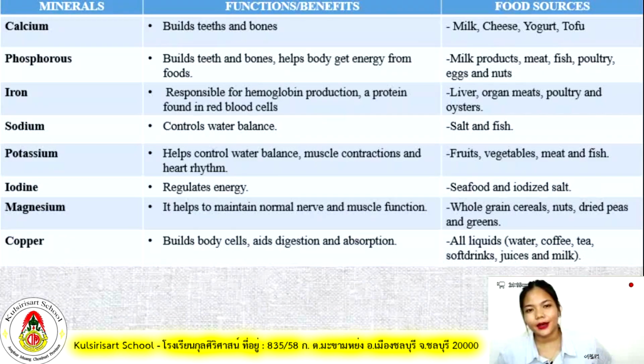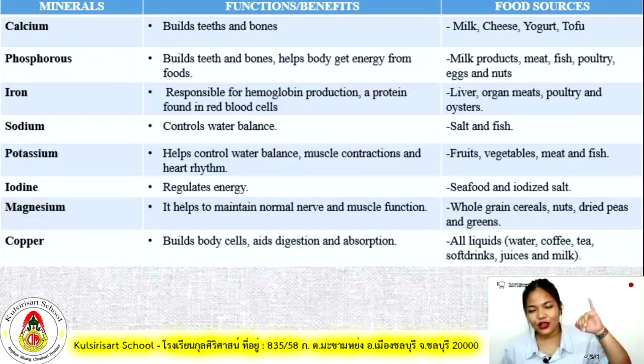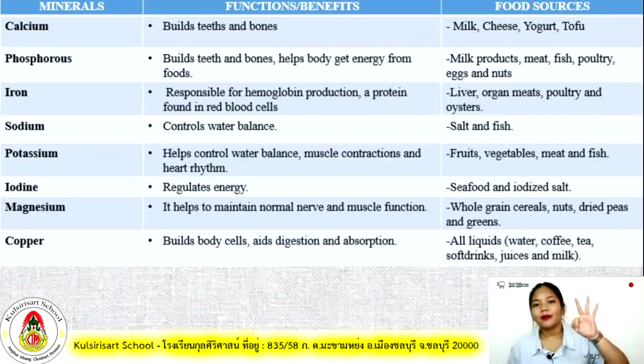Okay, so let's have a recap again. The first one is carbohydrates, the body's main source of energy. The next one is proteins, which is made out of amino acids. The next one is water, which is the cheapest and most abundant type of nutrient. The next one is fat, which is also another source of energy.